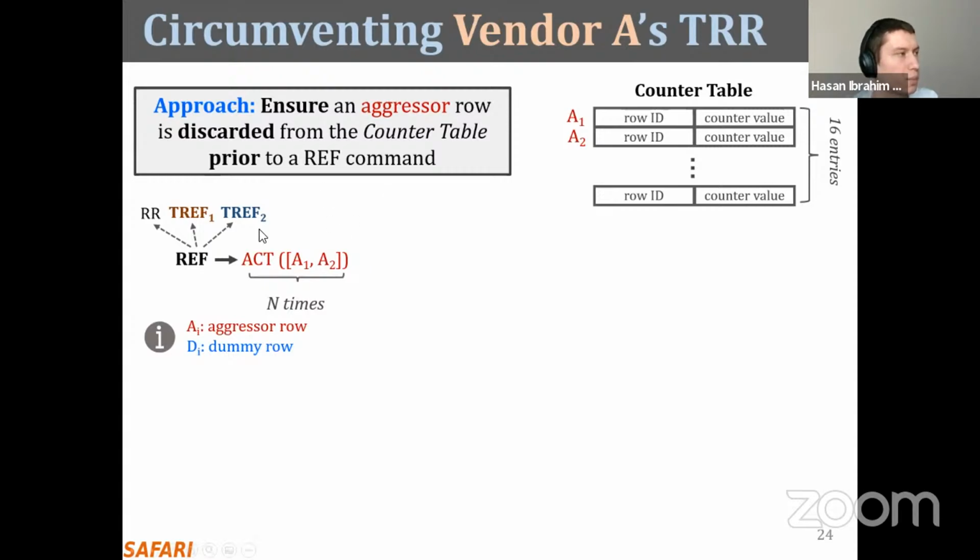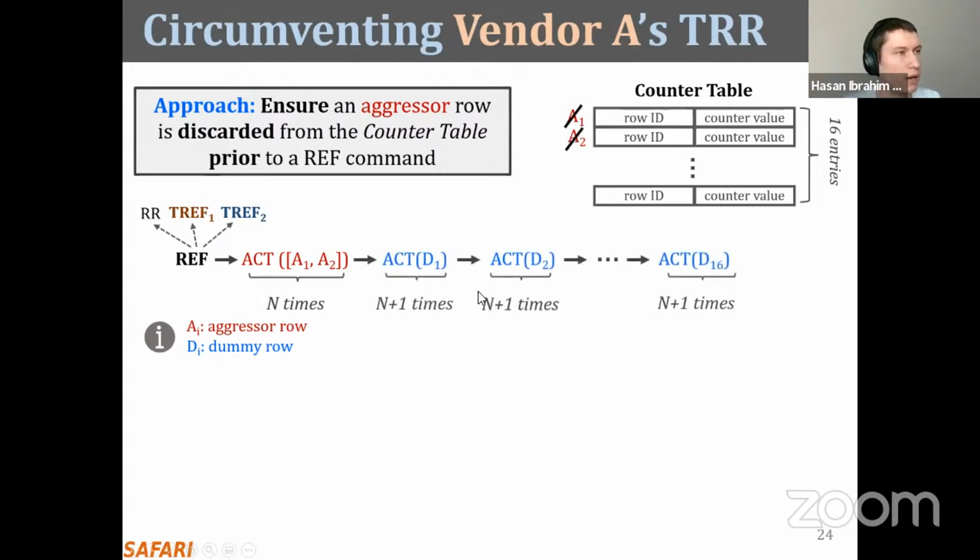So after a refresh command, we can activate the actual aggressor rows, A1 and A2. Here we assume a double-sided RowHammer attack. We can activate these two rows n times, and n is configurable depending on some other parameters, right? And afterwards, we have to hammer 16 different dummy rows, and we need to hammer those n+1 times at least in order to evict A1 and A2 from the counter table.